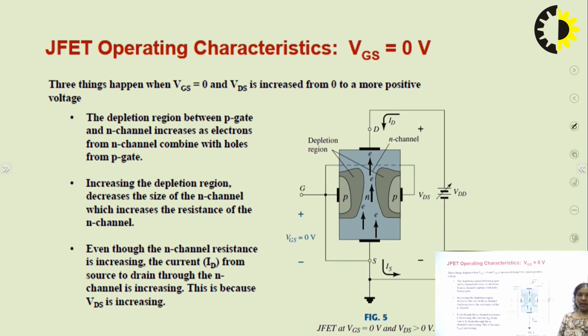So initially, before starting the characteristics, let us understand that we assume the N type substrate is uniform in nature, that means it has uniform resistance throughout the substrate.